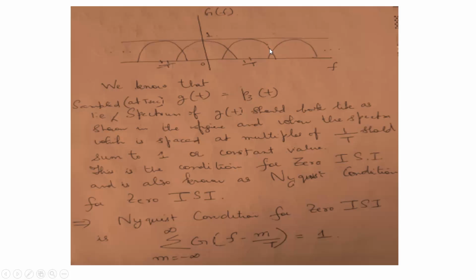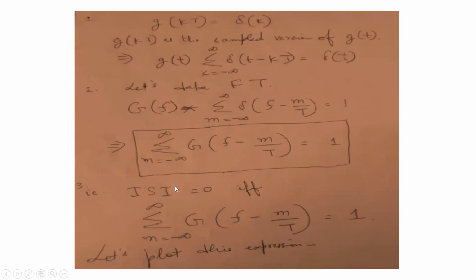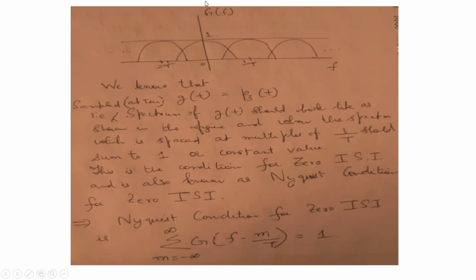So let us see that after every 1 by T, the spectra are repeating. This is the spectrum, this is the spectrum, this is the spectrum. And what it says is that the summation of all the spectra spaced after every 1 by T frequency should be equal to a constant. The addition of these spectra should result in 1. If you look along the x-axis, at every point all the spectra should sum to 1 or a constant. That is the Nyquist condition for 0 ISI.